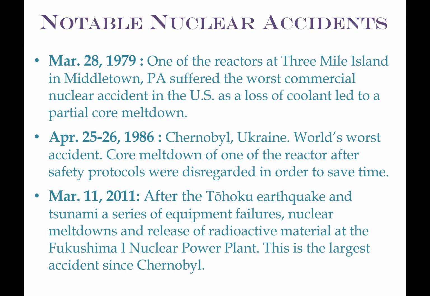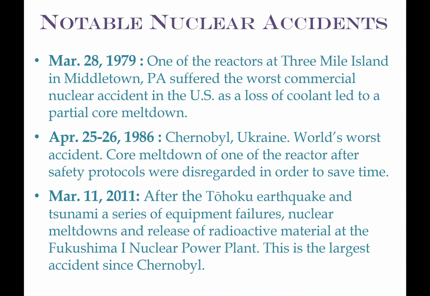Some notable not safe things have happened over the years. On March 28, 1979, one of the reactors at Three Mile Island in Middletown, Pennsylvania, suffered one of the worst commercial nuclear accidents in the U.S. as of then, when they had a loss of coolant that led to a partial core meltdown.